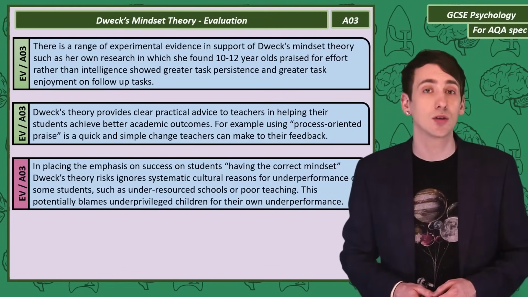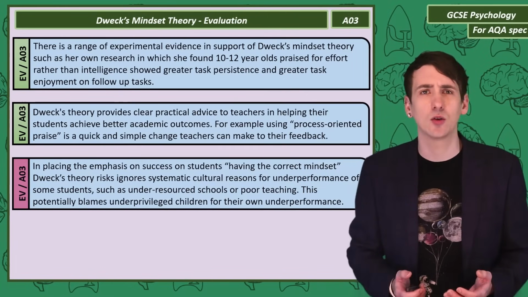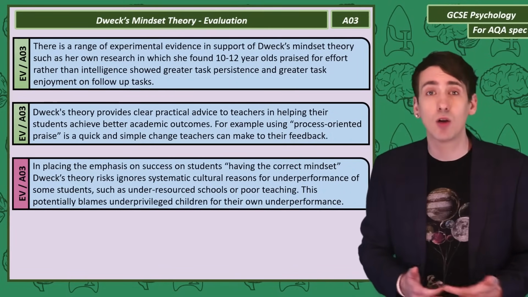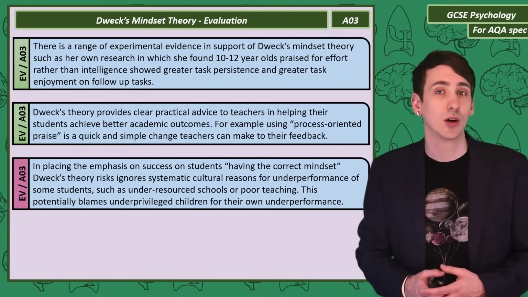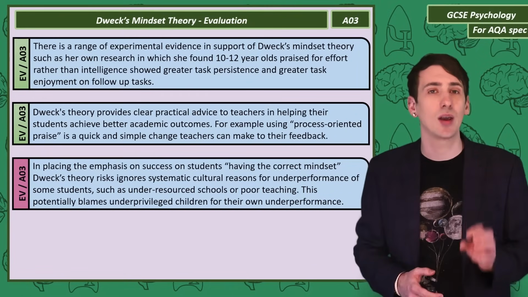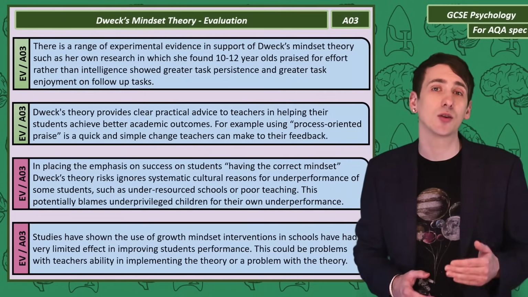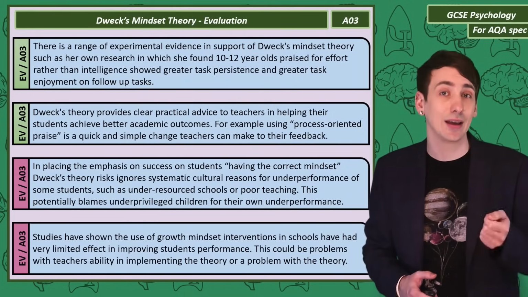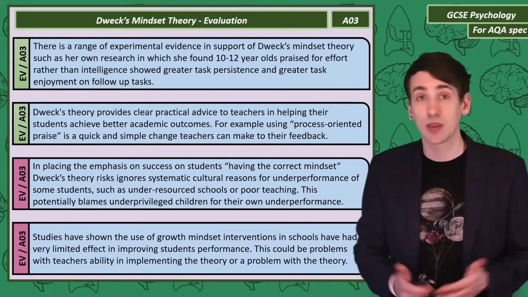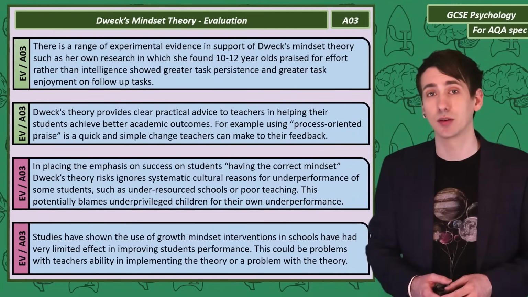By focusing on the students having the correct mindset for success, people in charge of education can ignore reasons outside of the control of students for underperformance. There are cultural reasons for poor performance, under-resourced schools, and poor teaching. Dweck's theory potentially blames underprivileged children for their own underperformance. And research that looks at the application of Dweck's research in schools has shown very limited improvement in school performance. This could be a problem with the theory, or it could be a problem in implementing it properly in schools.